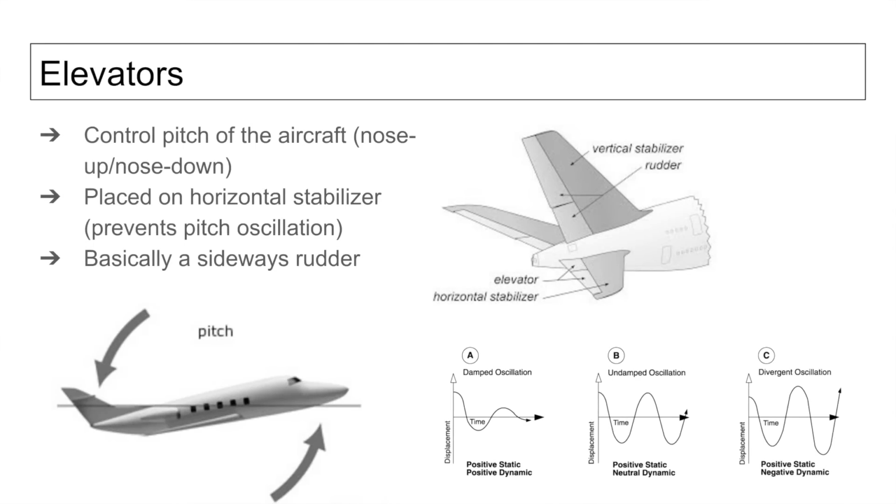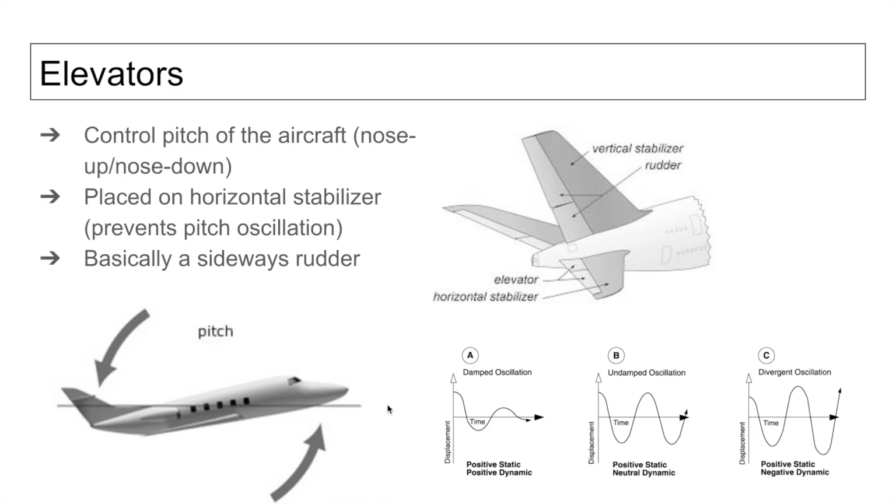The next type of control surface is elevators. Elevators are located on the horizontal stabilizer, which is the slightly darker shape. It also acts like a fin, like the fins of an arrow, to make it fly straight and stably. But it also holds an elevator. An elevator is basically a sideways rudder that controls pitch, or the nose up and down movement of an aircraft.